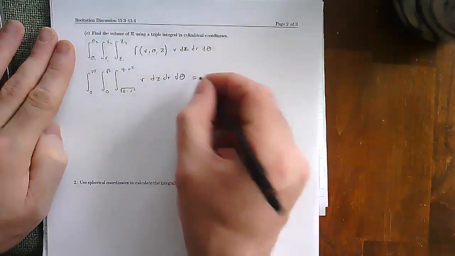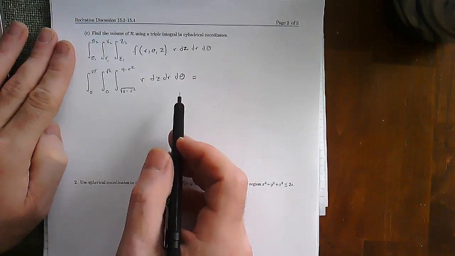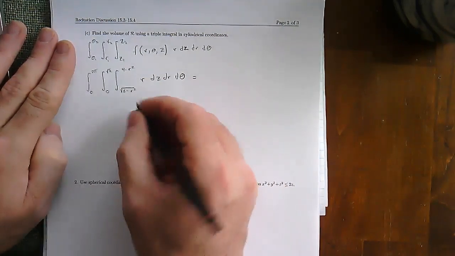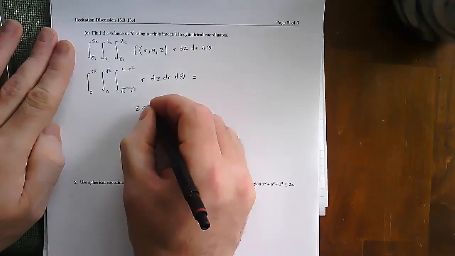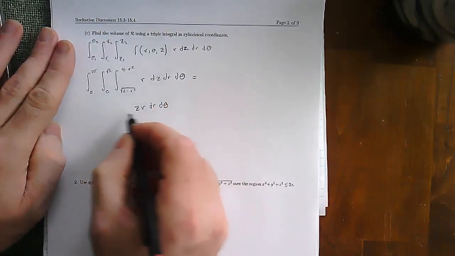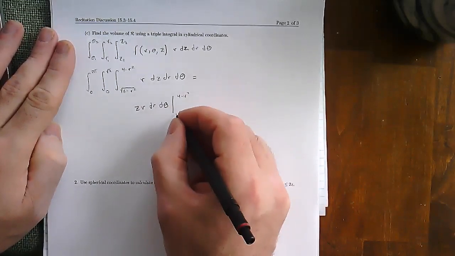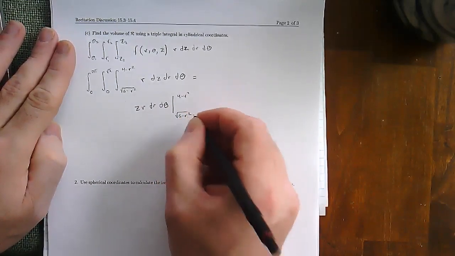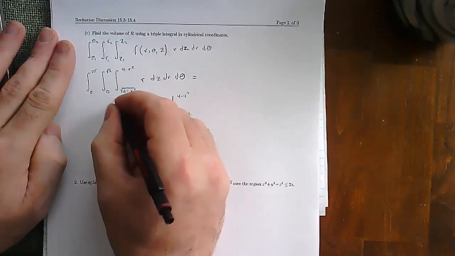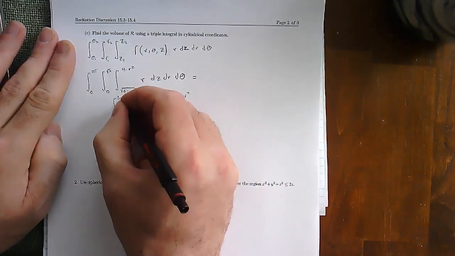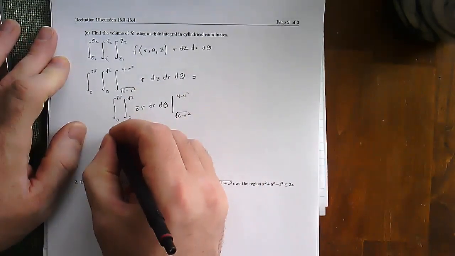So if we start integrating this, if we just integrate in terms of z, what we get is z, r dr d theta, right? Evaluated at the endpoints of 4 minus r squared and root 6 minus r squared. And then we've still left to integrate 0 to root 2 and 0 to 2 pi in the direction of theta. All right, so now if we plug in these endpoints and subtract, here's what we get.